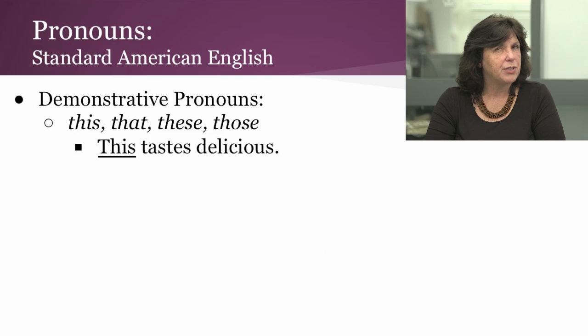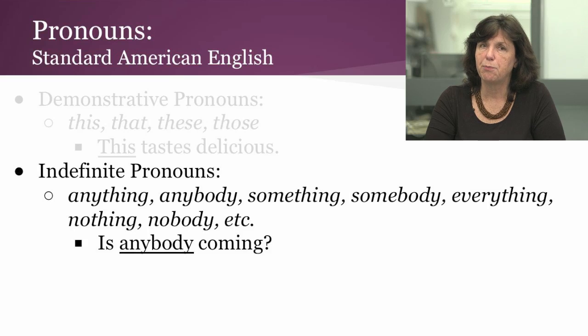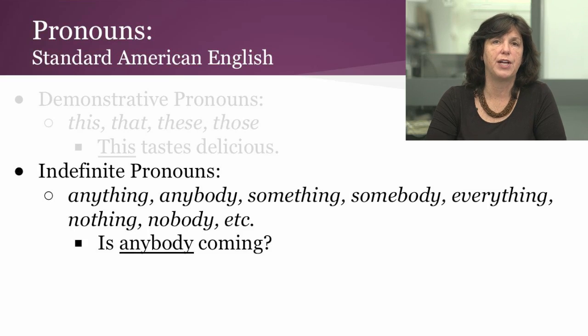Remember our demonstrative determiners? Well, a demonstrative pronoun replaces specific people or things and indicates whether it's close by or further away. Remember, this and these indicate something close by, and that and those indicate something further away. So, this tastes delicious.